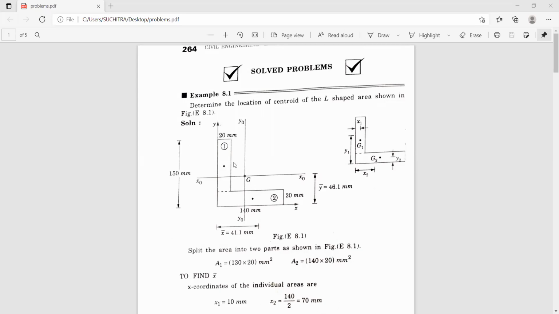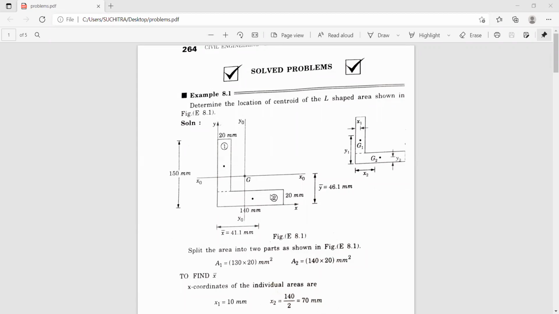Now first, select the reference axis about which you are going to locate the centroidal coordinate distances. So select the reference axis towards the extreme left of the figure and the bottommost part of the figure. You can see here the x-axis has been chosen at the bottommost part of the figure and the y-axis is chosen to the extreme left of the figure. So these are the two coordinate axes about which you are going to find the coordinate distances.